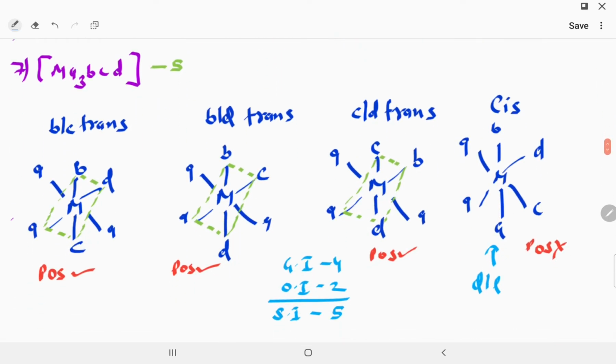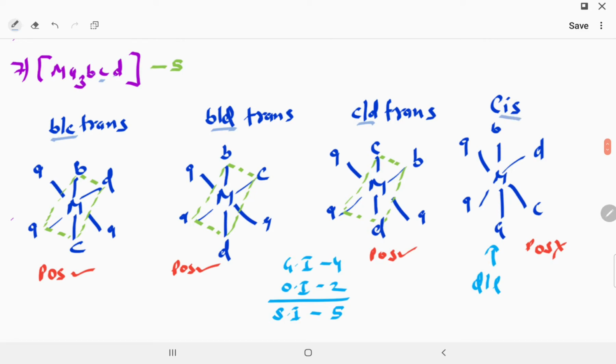Now in the next case, Ma3BCD, means 3 are the same ligand and the other 3 are all different. So total stereoisomerism shown is 5. Now we take it one by one. In this we can take BC trans, BD trans, CD trans and we can say all cis.